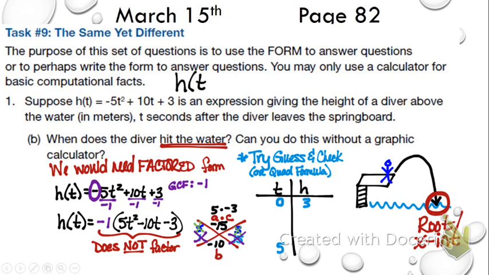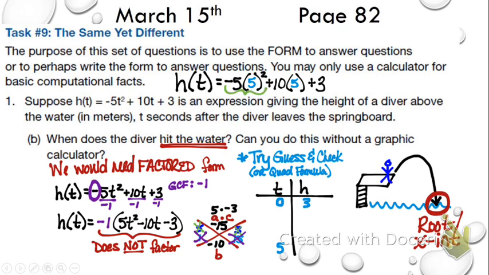So in this equation, h of t, I have negative 5 times t squared, putting 5 in for t. Plus 10 times, we put 5 in here also. Anywhere I see a t, I replace it. Plus 3. Order of operations says to do what first? Squaring. Exponents come before we multiply or divide. So what is 5 squared? 25.